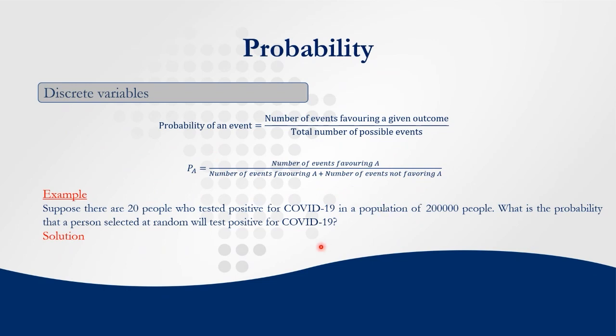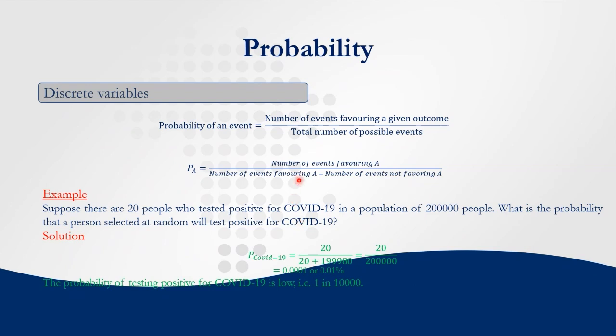So we say the number of events favoring A is 20, right? Then the number of events favoring A, which is testing positive, and then the number of events not favoring A. So maybe someone can attempt it, and then we can wrap this one and maybe go on a break. We have anonymous, and it's saying 0.0001. Okay, we'll go with their answer.